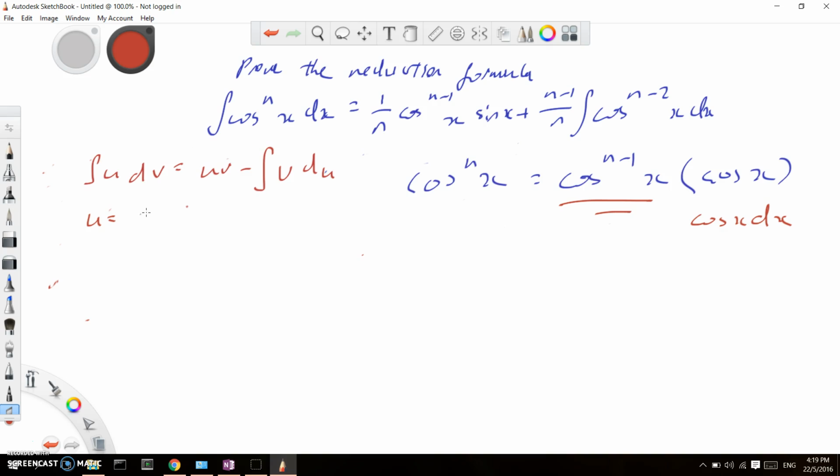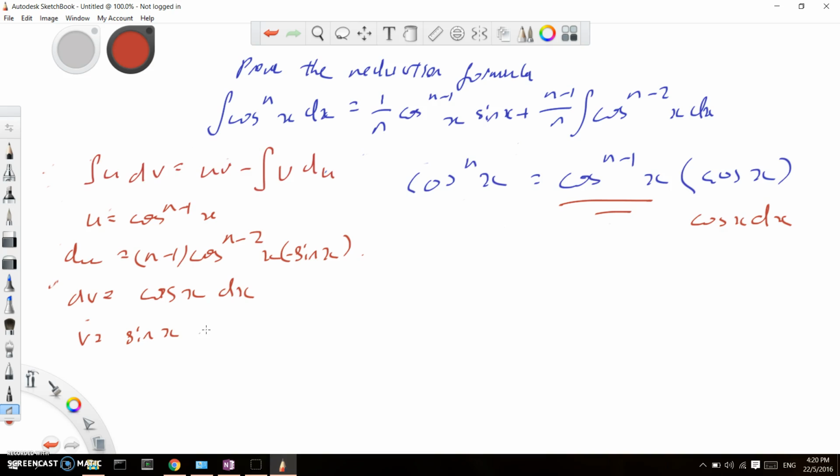So let's write down u will be cos to the power of n minus 1 x. Therefore du we'll get by differentiating u: bringing down n minus 1, cos with brackets around it, then subtracting 1 from the power, so n minus 2 x. Then we'll be doing the chain rule, which is negative sine x. So for dv we have cos x dx. Therefore v will be the integral of cos x, which will be sine x. So now we have all the 4 components that we need. We can get started on this formula.